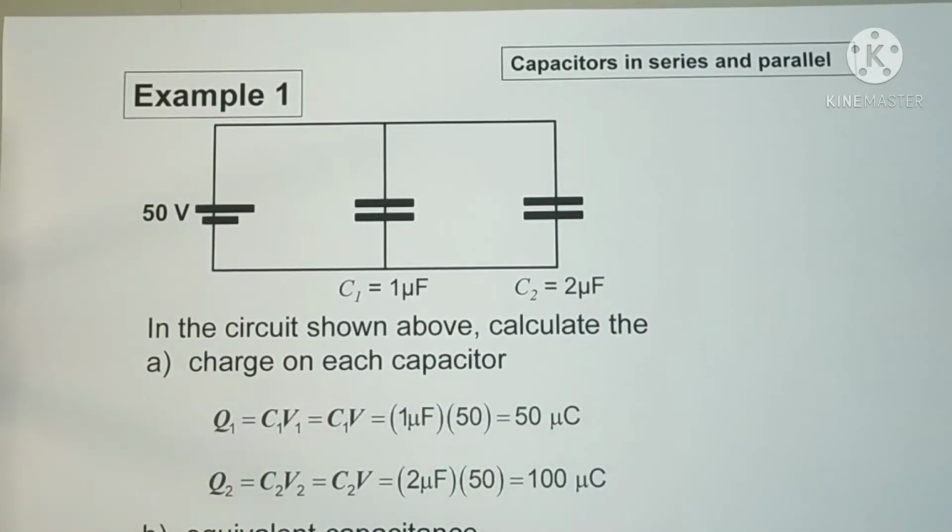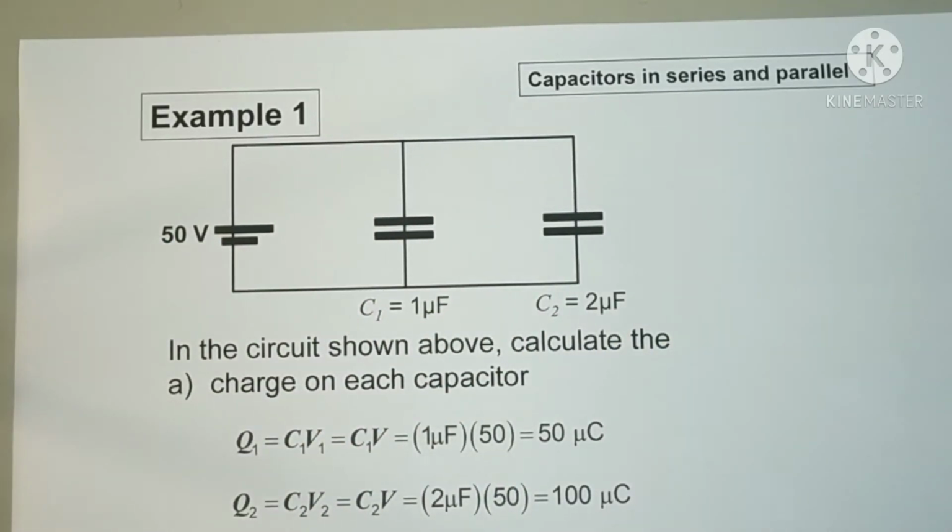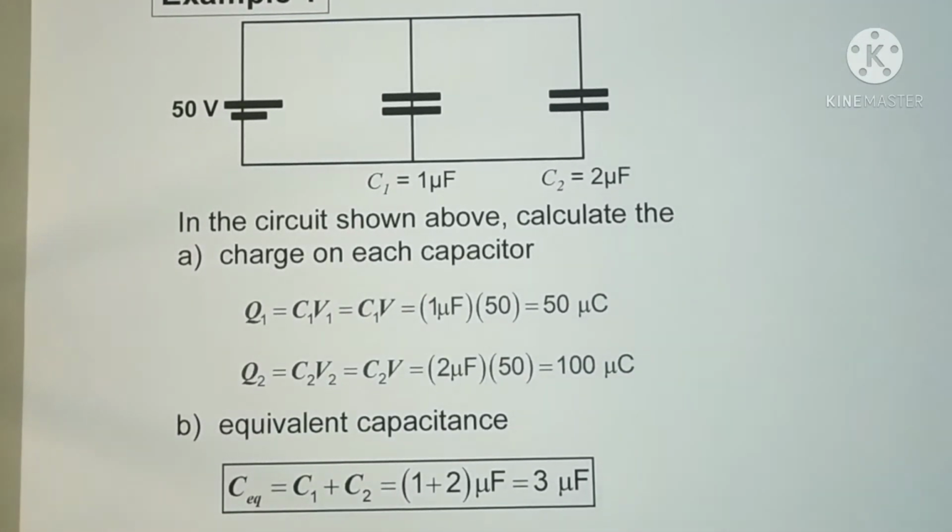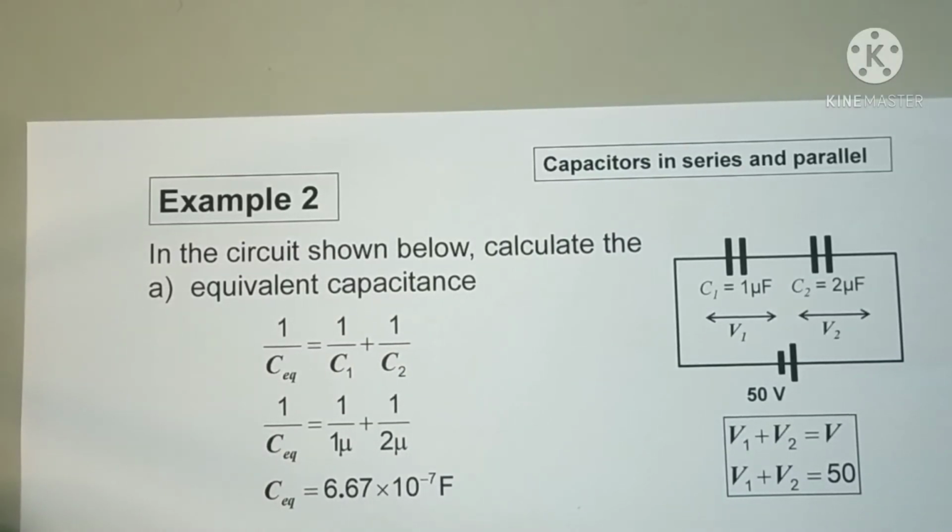So the charge on each capacitor: Q1 is equal to C1 V1, Q2 is equal to C2 V2. We can substitute all the possible values into this equation to get the charge Q1 as 50 microcoulomb and Q2 as 100 microcoulomb. Simple like a bubble without giving you any trouble. For section B, the equivalent capacitance for a parallel circuit, we add C1 and C2 together to get the equivalent capacitance as 3 microfarad.